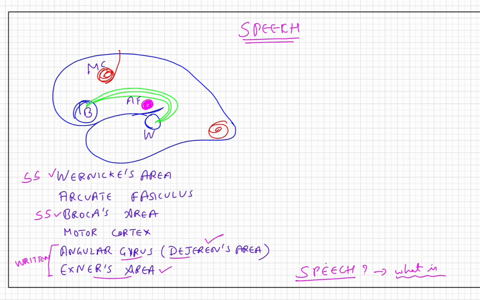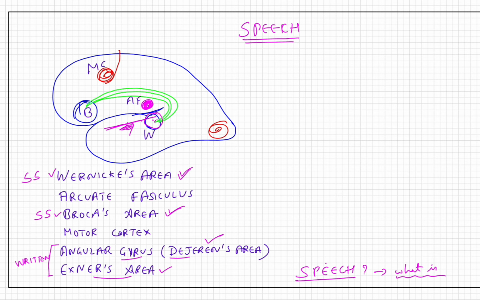Now, the two main important areas for spoken speech are, one is Wernicke's area, the other one is Broca's area. Now, whenever we hear someone speaking, the sound is heard by the auditory cortex. This is where the auditory cortex is. From there, the information is sent to Wernicke's area, and Wernicke's area is present in the superior temporal gyrus. This is the superior temporal gyrus. The posterior most portion of this has Wernicke's area, which is responsible for understanding the meaning of speech. So this is called the receptive area.